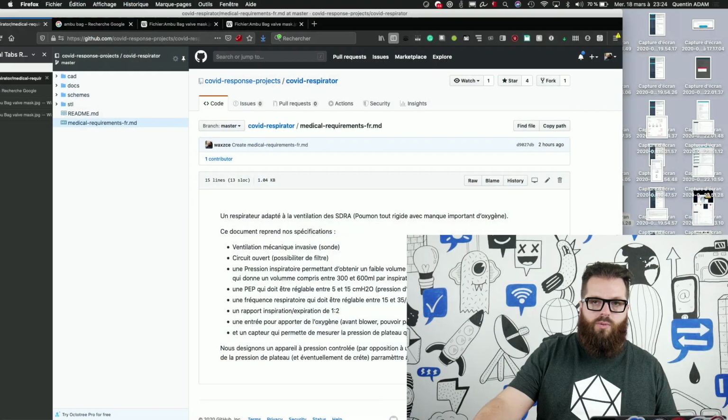So we summarized it on our own GitHub, which is here. Right now it's in French. We will translate it quickly. But basically, the point is you need to have an invasive ventilator.